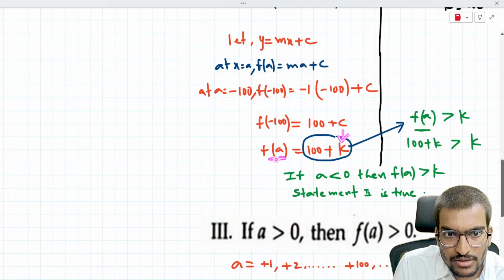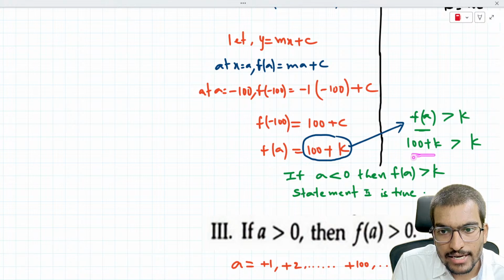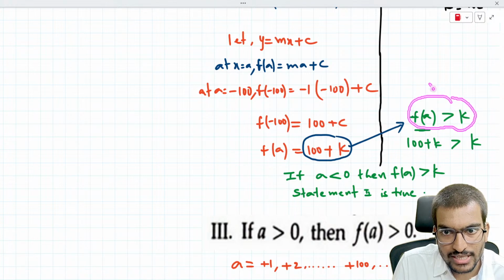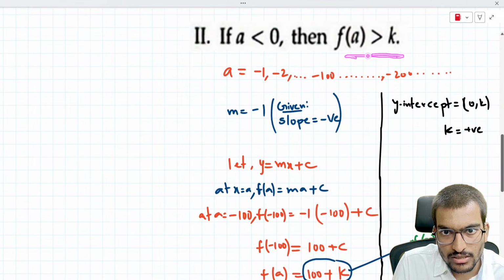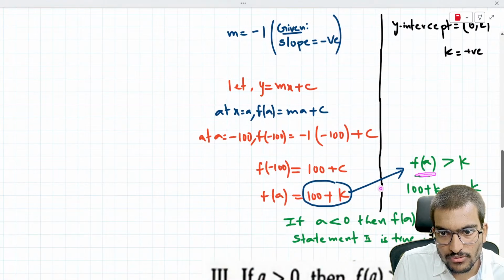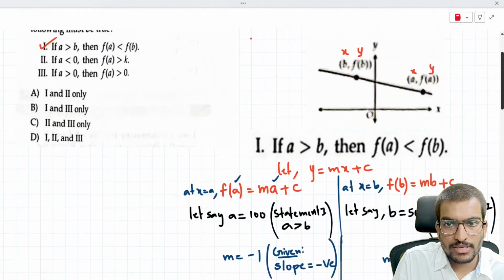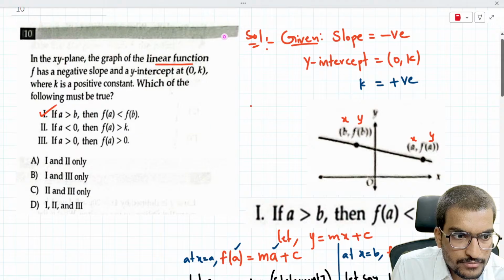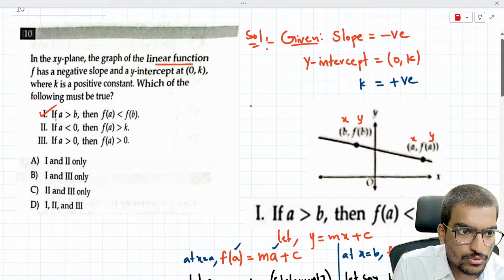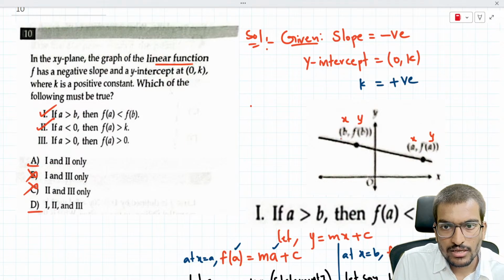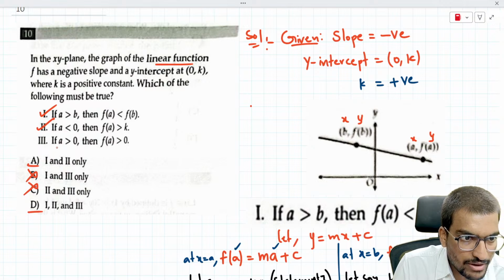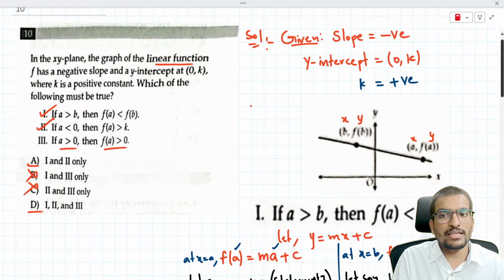Whenever it is f of a, that's 100 plus k. I am just comparing these two, as given in the statement in the question. What is f of a now? 100 plus k. What is k? k only. So this is more right. This is a true statement. Statement 2 is also true. 1 and 2 are true. Now I can eliminate option B, option C also I can eliminate. It may be D or A. Let's see option 3: a value greater than 0, f of a is greater than 0. Let's go with that.